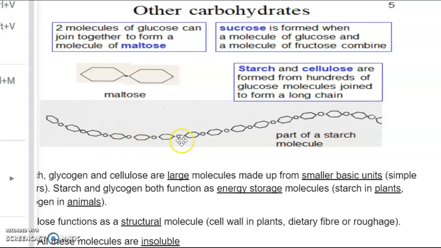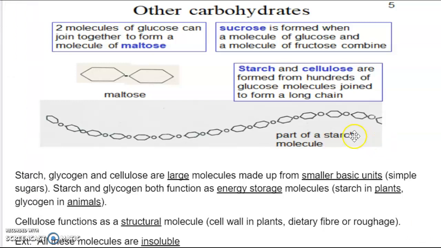If lots of them join together, that's when you start to form things like starch and cellulose. Hundreds or thousands of these can be joined together to give you a starch molecule. Starch, glycogen, and cellulose are large molecules, and they're non-soluble, so they're used for energy storage. In your body you have glycogen stored in your muscles, and plants store things as starch. Cellulose, if you think back to plant biology and the cell wall, is what's found in the cell wall, so that's what gives it its structure. These are insoluble, so think about why we use those for storage rather than the sugars. Okay, that is carbohydrates.